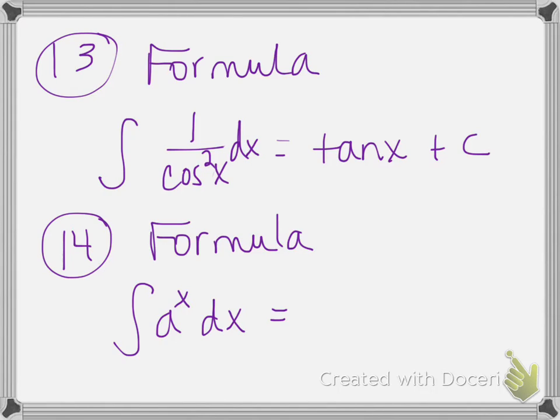Alright, the derivative of a to the x is ln of a times a to the x. Well, the antiderivative is a to the x over ln of a, because when I take the derivative of that, the ln of a's would cancel to give me back what I started with, which was a to the x. Like I said, I don't think you'll have to use that one very often, but there it is just in case.